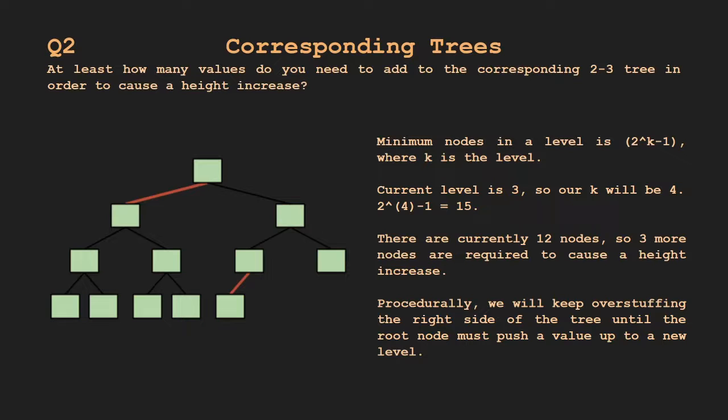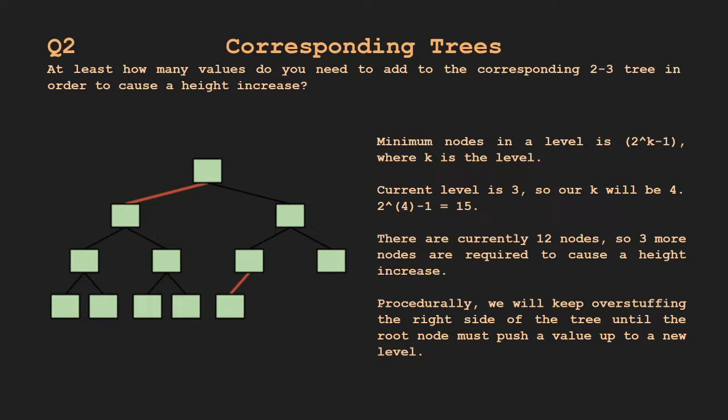How many values do you need to add to the corresponding 2-3 tree in order to cause a height increase? The minimum nodes in a level is 2 to the power k minus 1, where k is the level. The current level is 3, so k is going to be 4 in order to raise to the next height. 2 to the 4th power minus 1 is 15. Currently there's 12 nodes, so 3 more nodes are going to be required to cause a height increase.